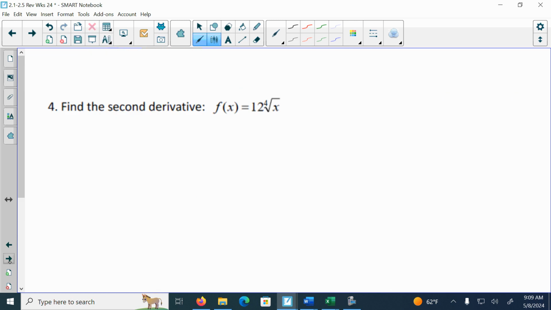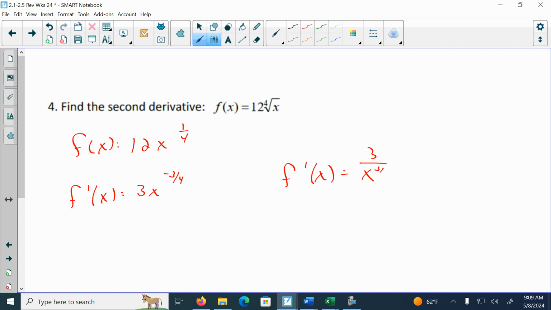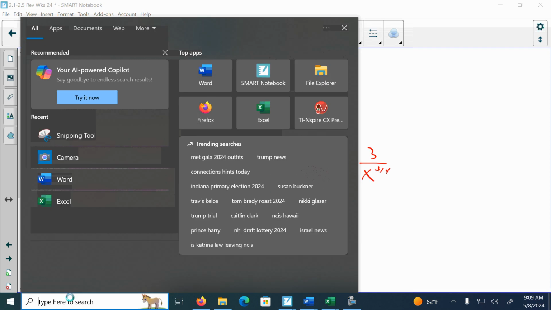Find the second derivative, so I'm going to rewrite first. So when I rewrite, this is going to be 12x to the 1/4. Finding the first derivative, I take 1/4 times 12 and I get 3x, subtract 1 from that power, and it's negative 3/4. Now, if I had to rewrite the first derivative without a negative exponent, that would be 3 over x to the 3/4. But I'm going to leave it like this to find the second derivative.